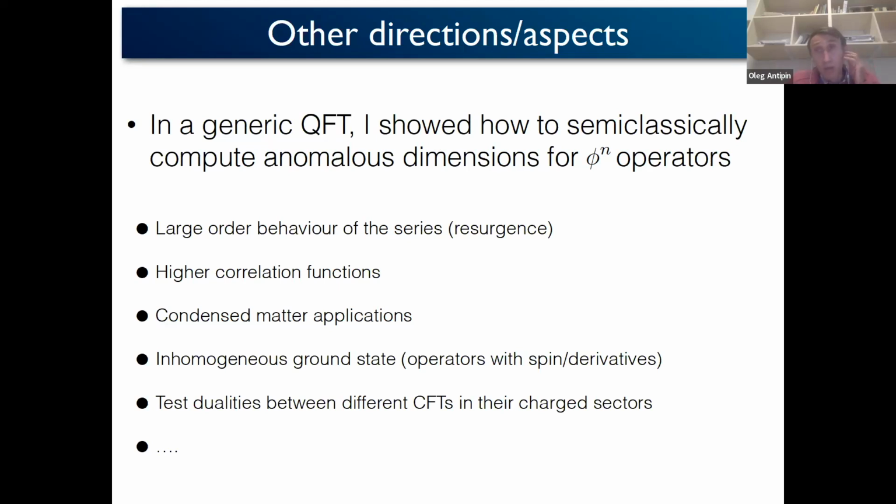For example, we resum some series. So you can ask me about the large order behavior of this series. Do we start to see some non-perturbative corrections, for example? And this, of course, is the subject of resurgence in general in mathematical theory. So there were some papers about this by Orlando and many others.